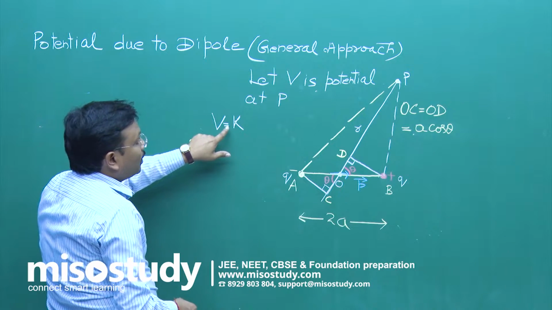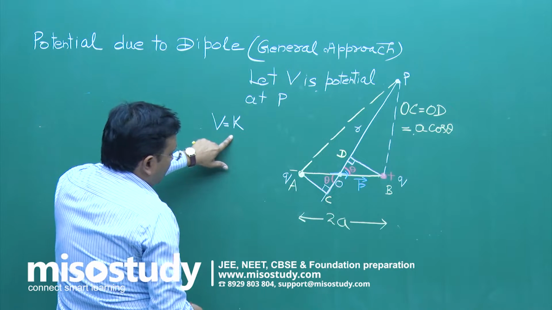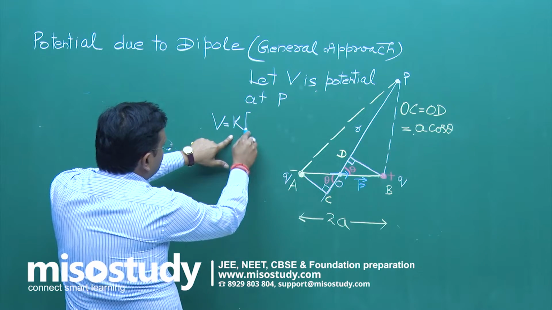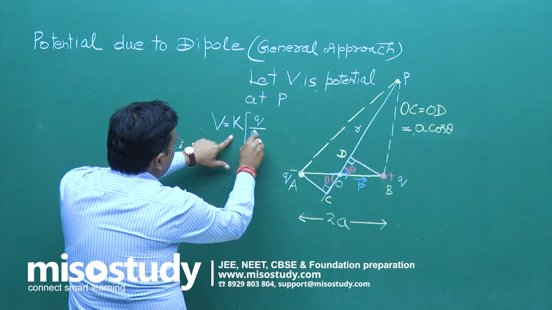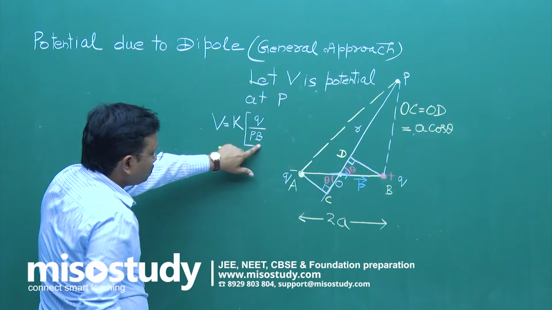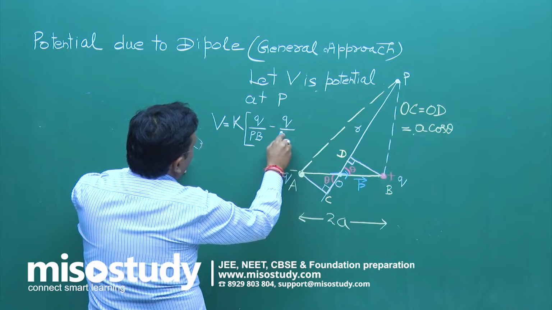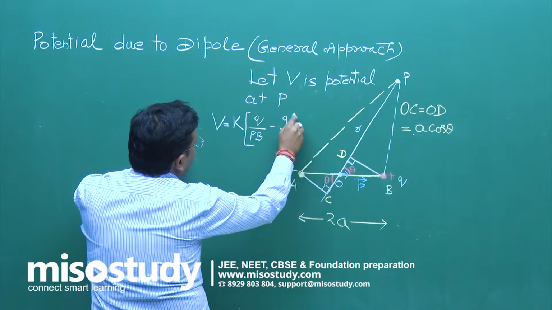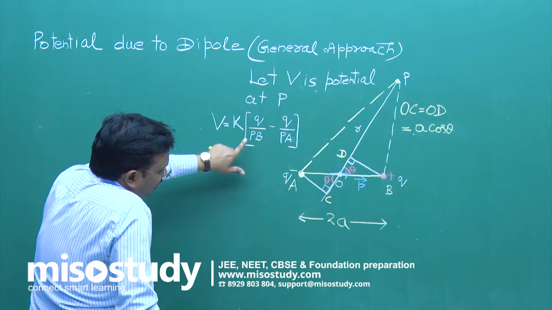Not R square, V is equal to K. K is 1 upon 4 pi epsilon naught, simple, this constant term. So K is this K, then Q upon PB. Take a look at this term, minus Q upon PA. I hope till now you all are comfortable. Fine.